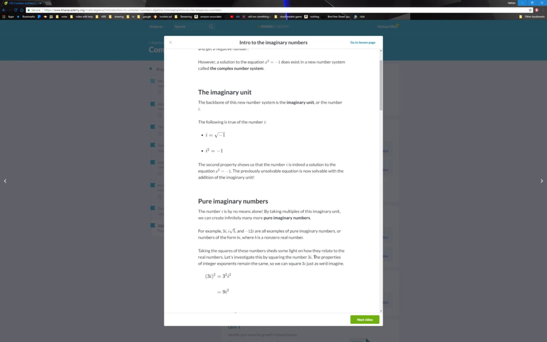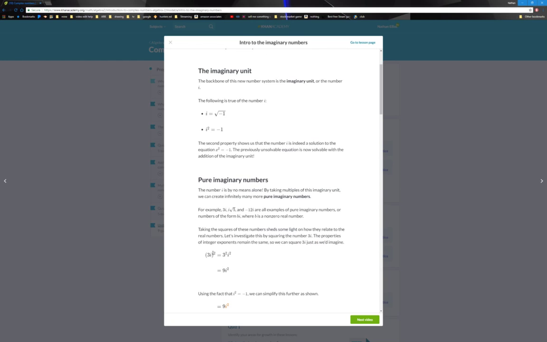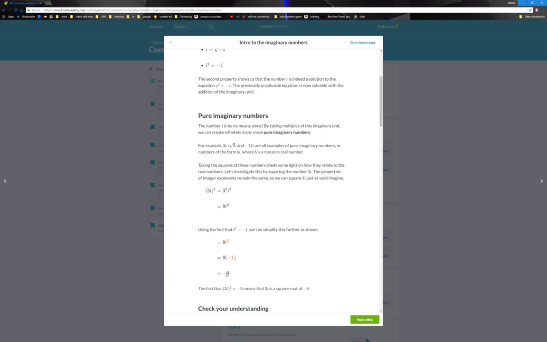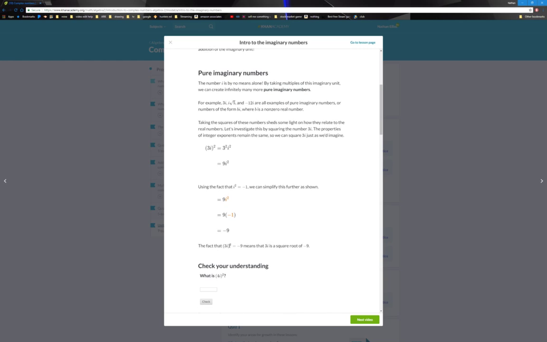By squaring the number 3i, the properties of integer exponents remain the same, so we can square 3i just as we'd imagine. So we take 3i, square it, square everything inside the parentheses. So that's 3 squared and i squared, so that's 9i squared. Using the fact that i squared equals -1, we can simplify this further as shown. So we take i squared equals -1, and that's -9 when you multiply it out. The fact that (3i) squared equals -9 means that 3i has a square root of -9.